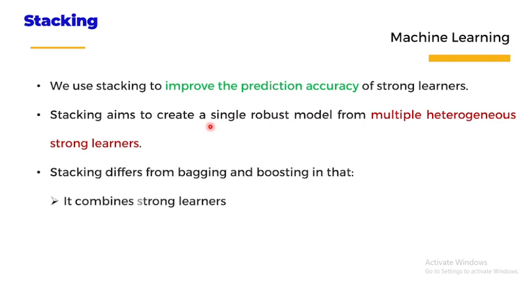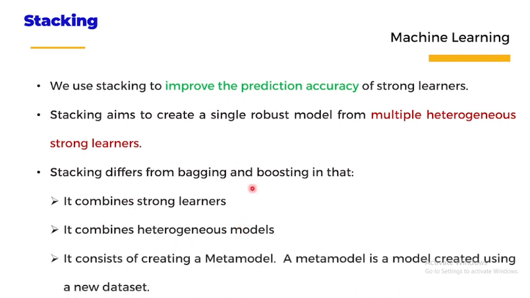Stacking differs from bagging and boosting in that it combines strong learners, it combines heterogeneous models, and it consists of creating a meta model, which is a model created using a new data set. Here the individual heterogeneous models are trained using some data, and then those models make predictions and form a single new data set, and using those predictions we create the meta model.